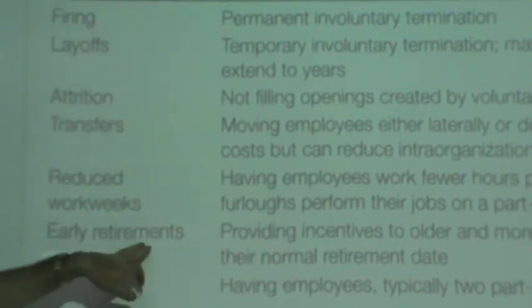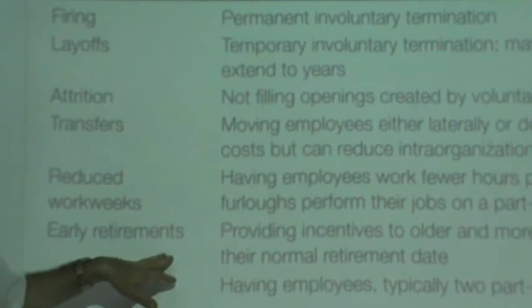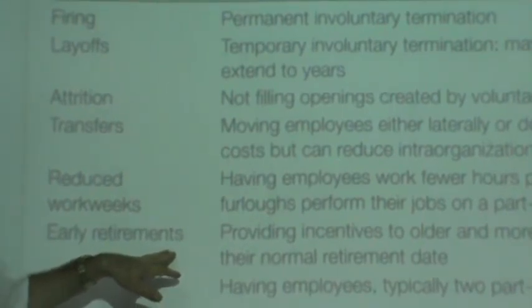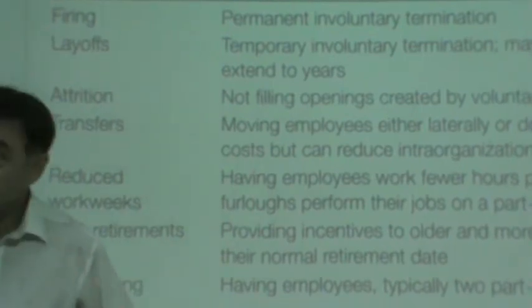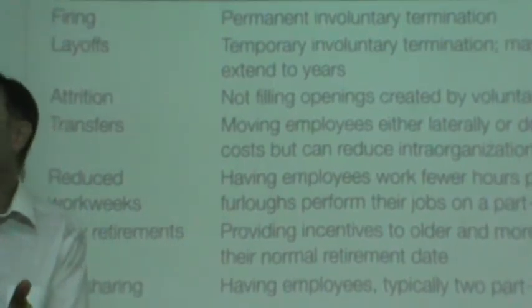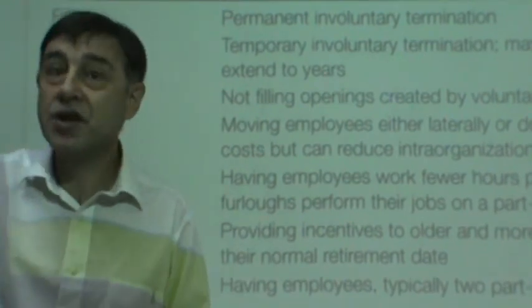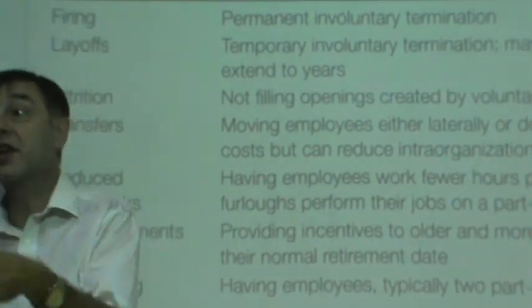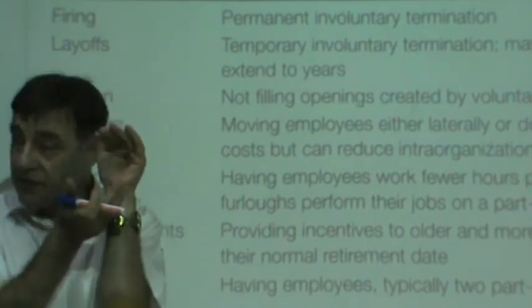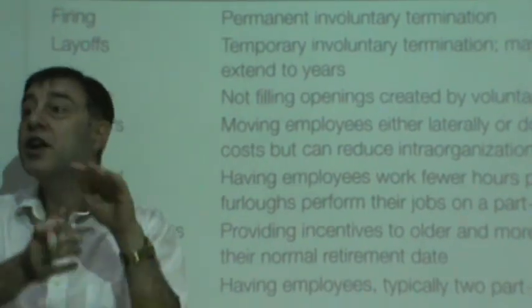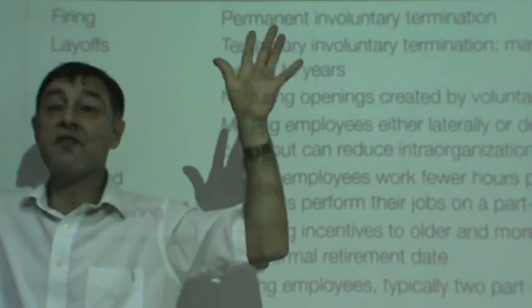Reduce work, early retirement. Very common in big businesses, very common in major corporations. Someone is 61 years old and got to retire at 65. They come and say, would you like to get an early retirement? You can get retirement now. We're going to give you a little bit less money, but you don't have to work forever again.